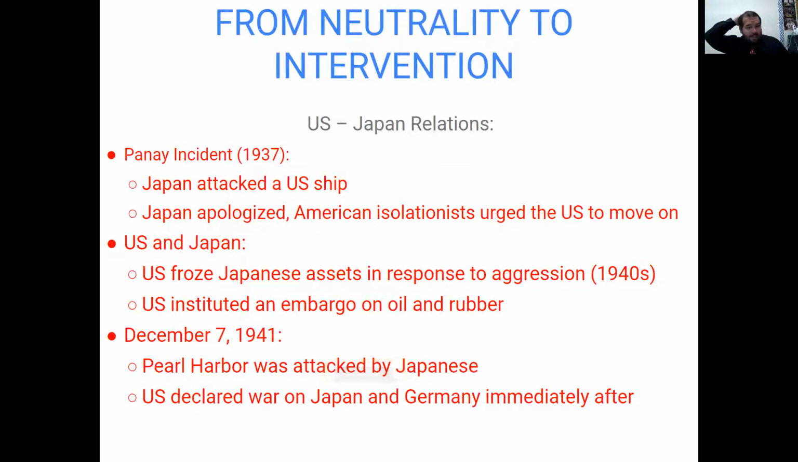So from neutrality to intervention, last slide, U.S.-Japanese relations, they weren't good. So you have the Panay incident, 1937, where the Japanese attacked a U.S. ship. Japan apologized, and American isolationists urged the U.S. to move on, let's forget about it.